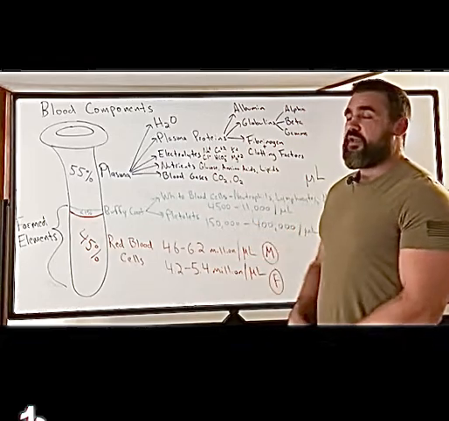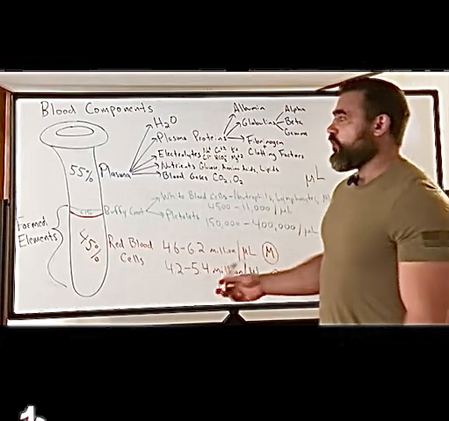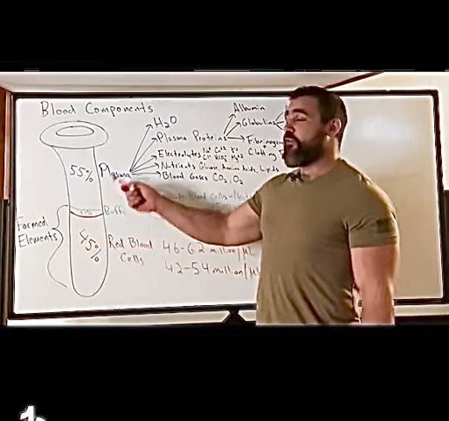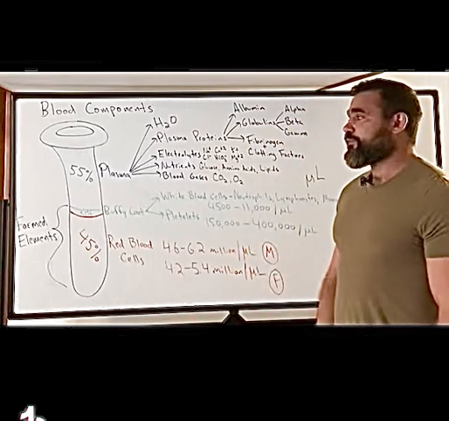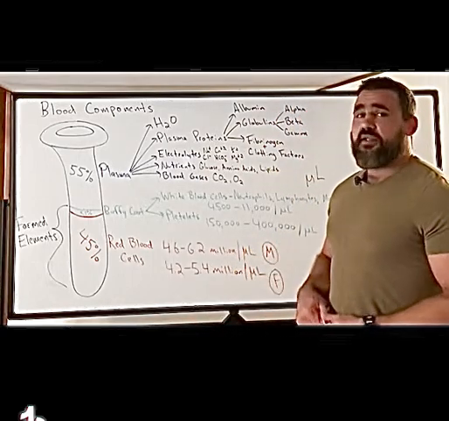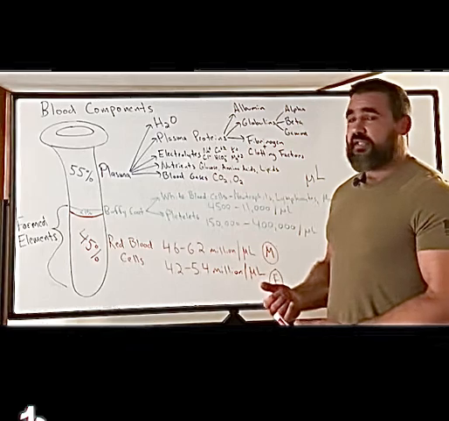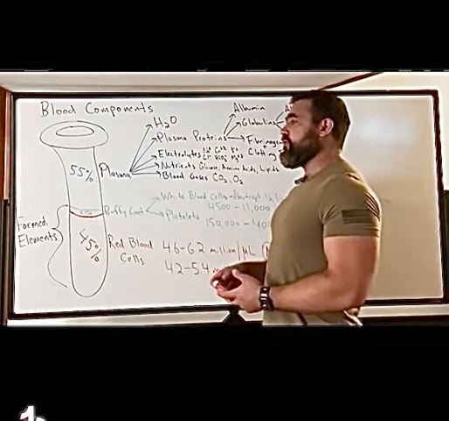And you see this in pretty much every physiology book, right? So the less dense things will go to the top, the most dense things will go to the bottom, and we'll separate these components out. So you've got to remember, blood is a connective tissue. It's a liquid connective tissue, but it's still a connective tissue.